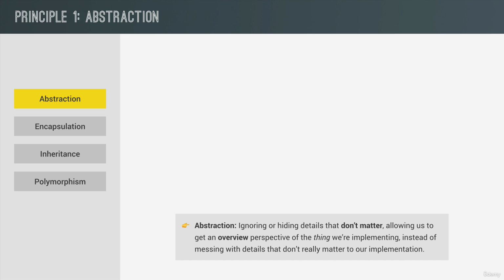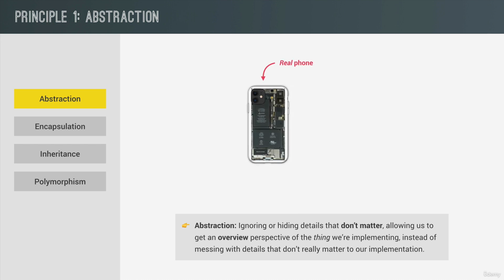And abstraction basically means to ignore or to hide details that don't matter. This allows us to get an overview perspective of whatever it is that we're implementing instead of messing with details that don't really matter to our implementation. So let's say that we're implementing a phone for a user to use. And even though this doesn't make much sense in code, it's still a great example and analogy.